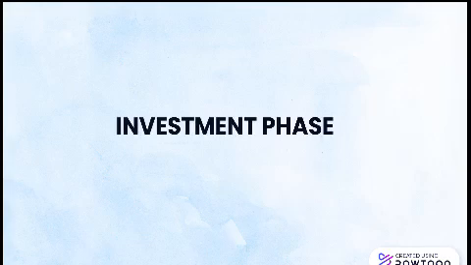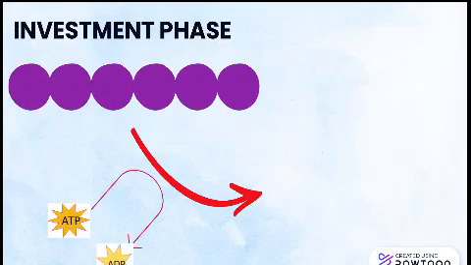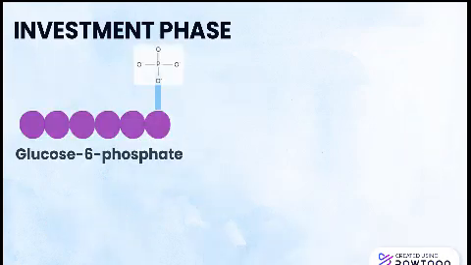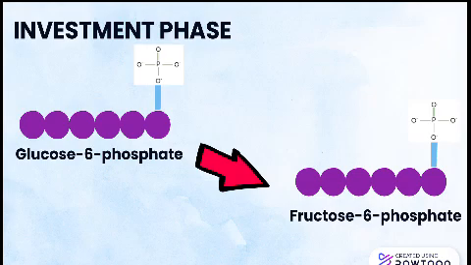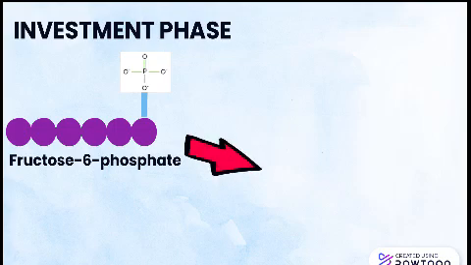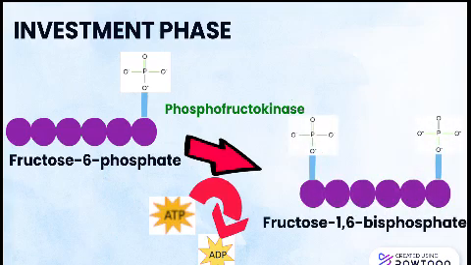At the start of the first phase, the investment phase, glucose is phosphorylated by ATP and catalyzed by hexokinase to form glucose 6-phosphate. Then, the glucose 6-phosphate is isomerized to form fructose 6-phosphate, catalyzed by phosphoglucose isomerase. The fructose 6-phosphate is then phosphorylated by ATP, catalyzed by phosphofructokinase, forming fructose 1,6-bisphosphate.